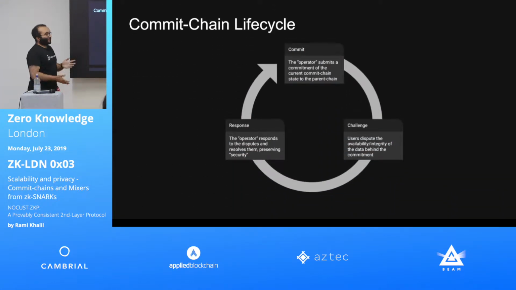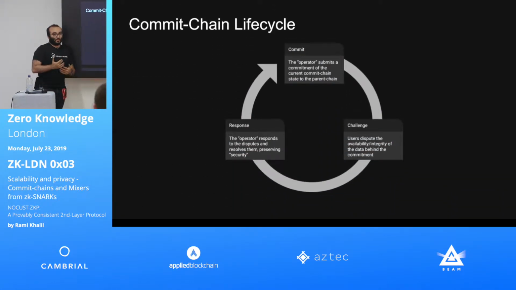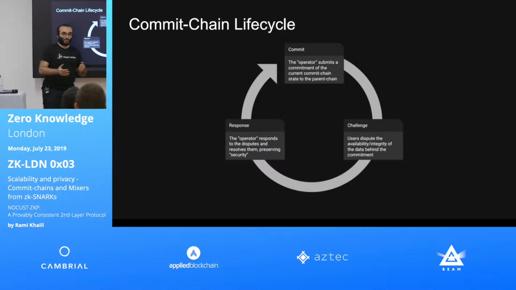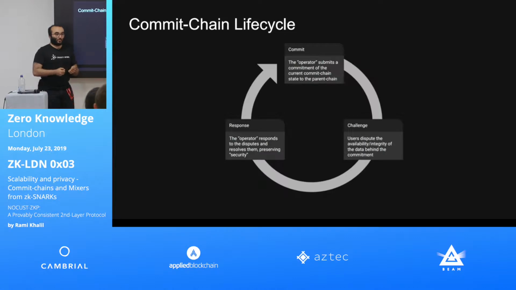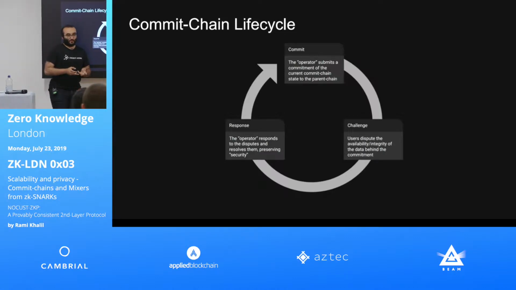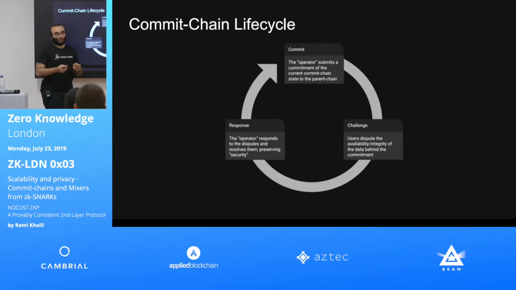So what is the rough life cycle of a commit chain? This generally applies to something that is Plasma-based or NOCUST-based. Essentially, you have the central operator, and this operator gathers a few of your transactions and commits a single block to the chain that enforces all of your transactions. Of course, the less data this block includes, the more cost-effective things are and the lower value payments that you can make.